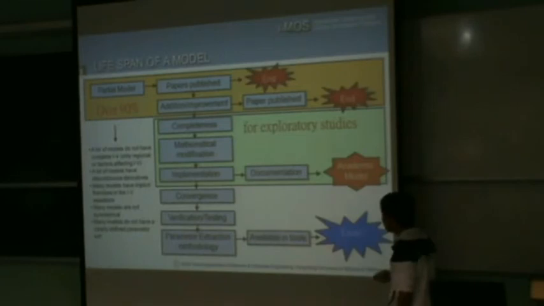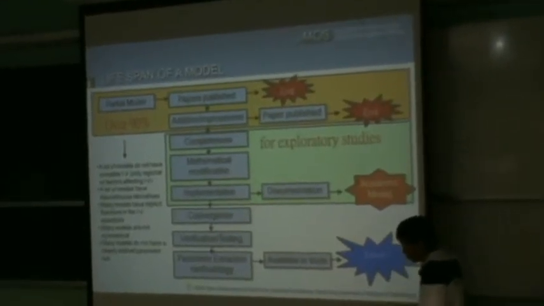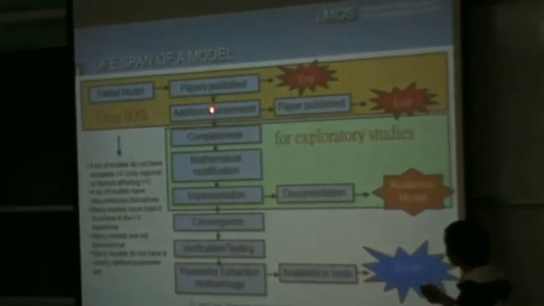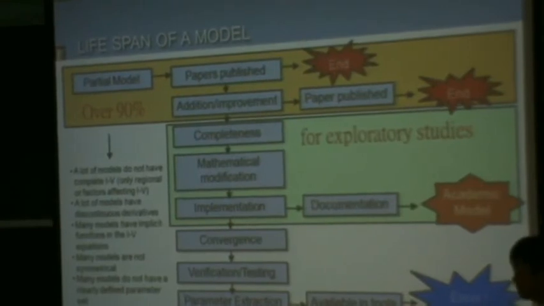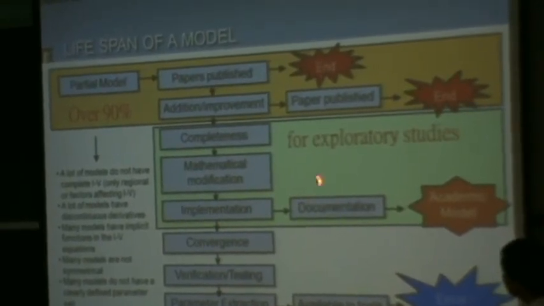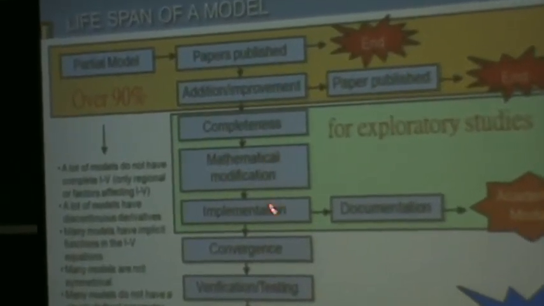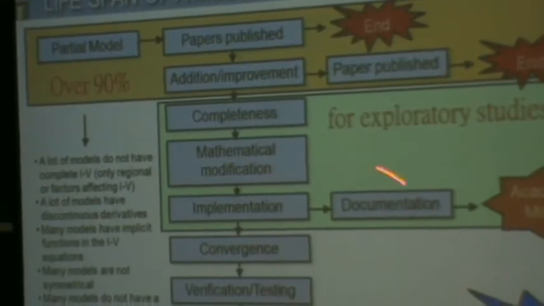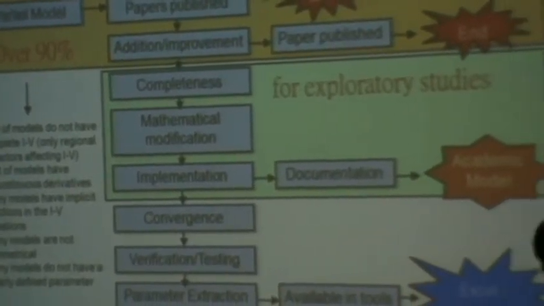People also ask, after I publish a paper on the model, what can I do with the model? They have no idea what to do with that. If this has to go downward, you have to go for completeness. Make sure all the I, Q, C, V derivatives are complete. You may need to do some more mathematical modifications to make sure the equations are efficient and smooth. Then you have to implement it in the simulator, and then you go to documentation. This becomes an academic model, which will be used for propagation, etc.